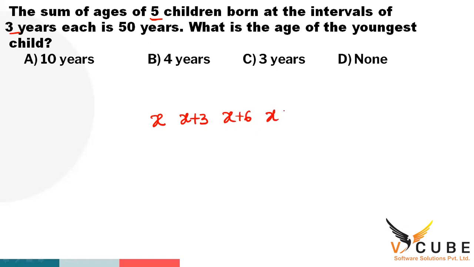Fourth child's age is how much? X plus 9. Fifth child's age is how much? X plus 12. The sum of their ages is equal to 50 years.